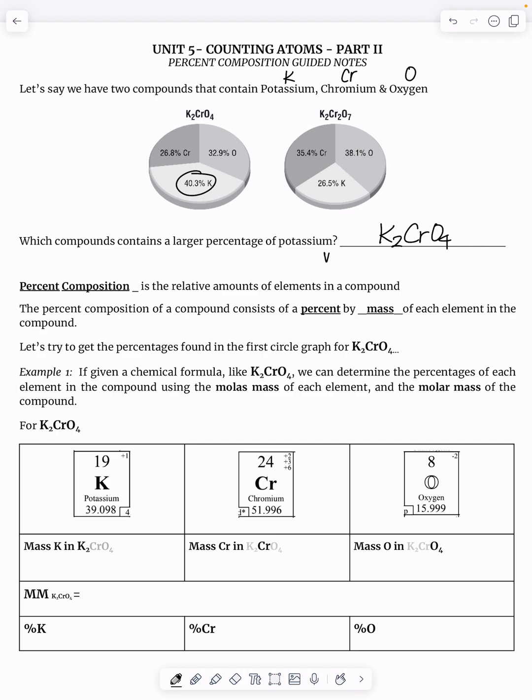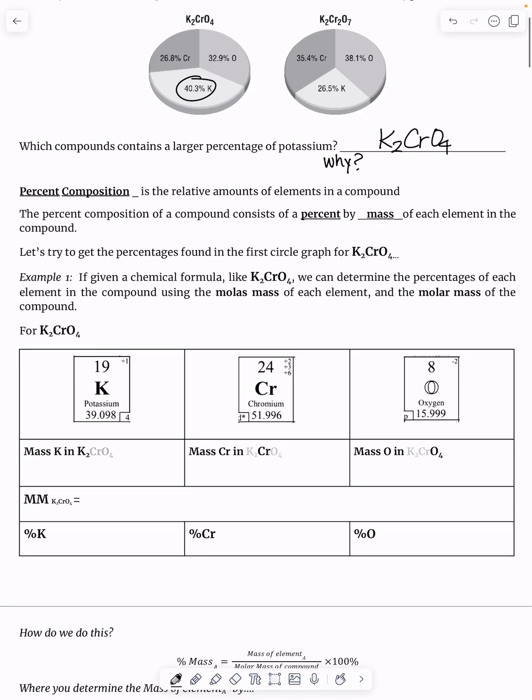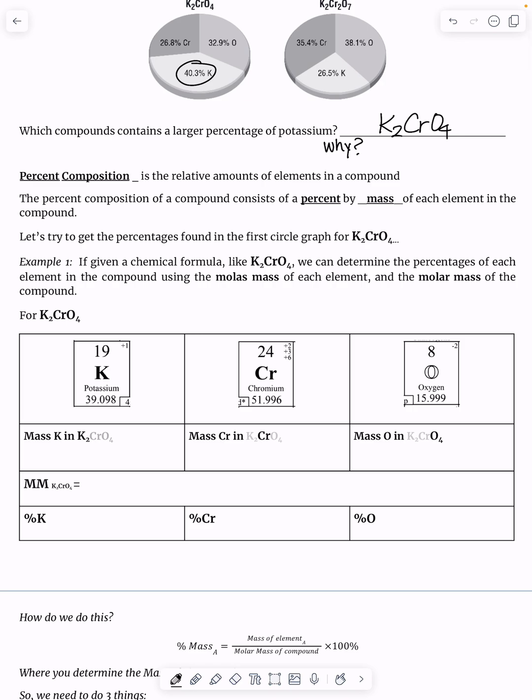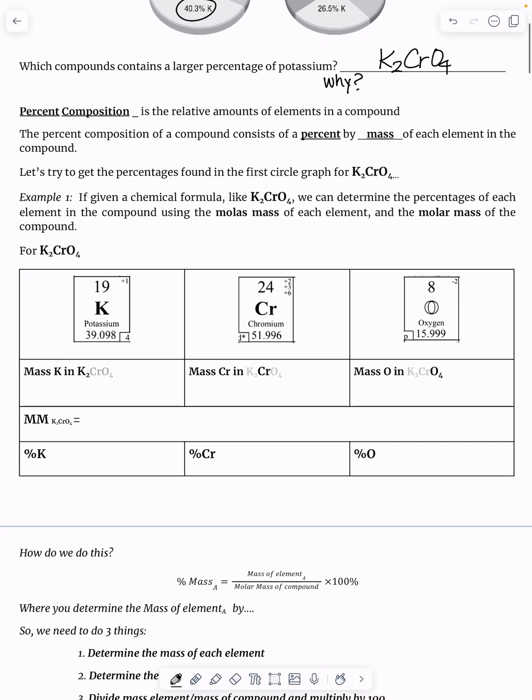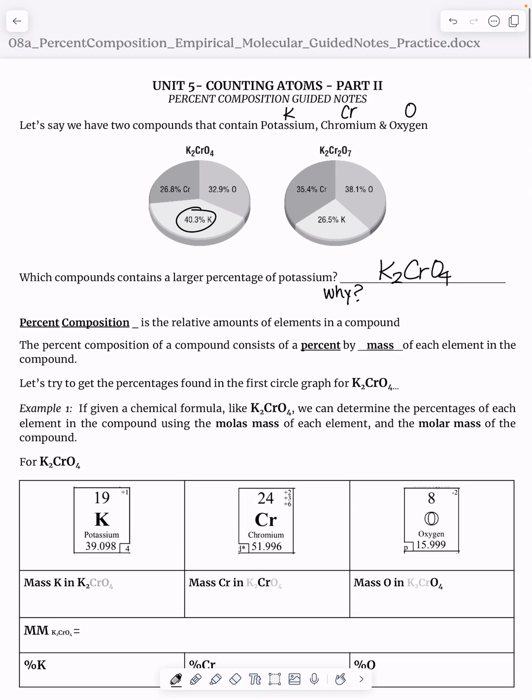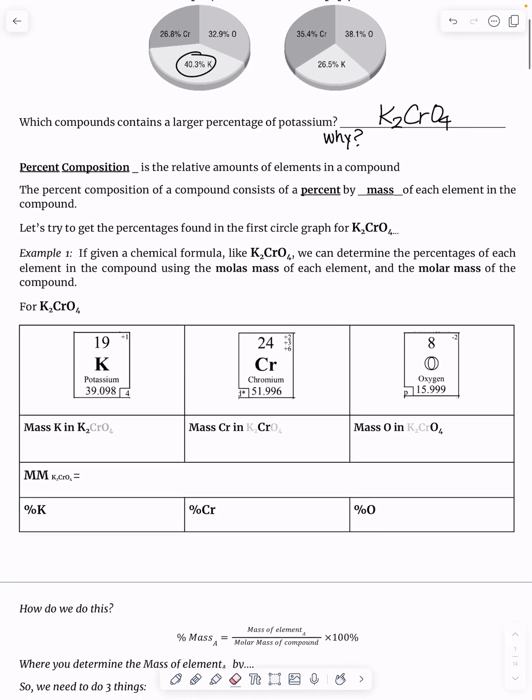But why? We're about to find out why the K2CrO4 has a larger percentage of K compared to K2Cr2O7. And that's because of something called percent composition. These are the percentages of each element in the compound. It's the relative amounts of elements in a compound. The percent composition consists of the percent by mass of each element in the compound. So let's try and find these percentages: 26.8% Cr, 32.9% O, and 40.3% K.